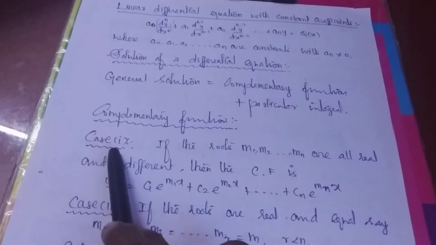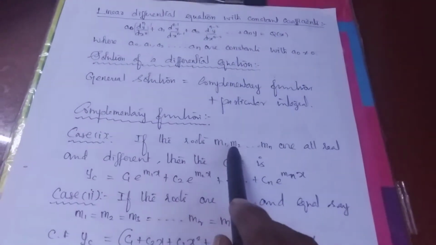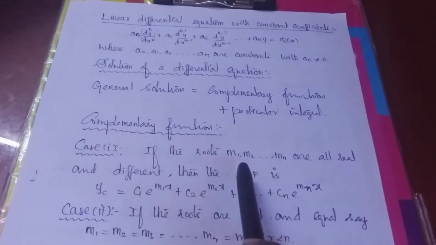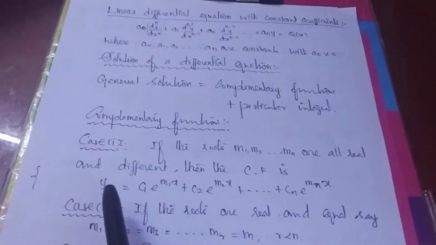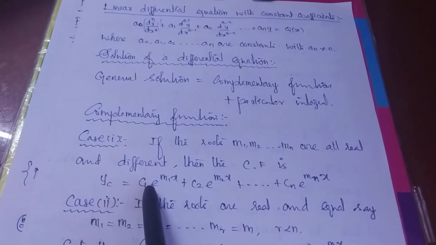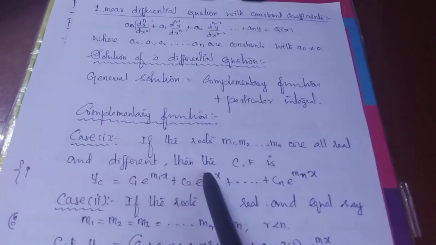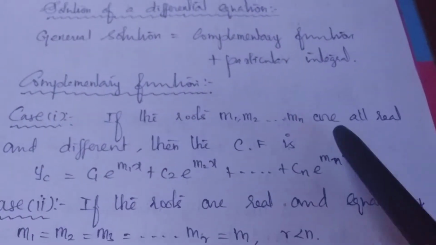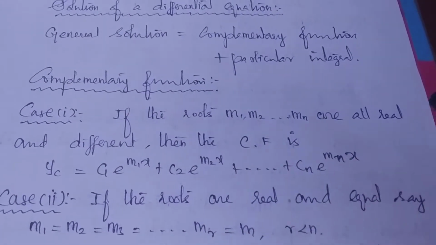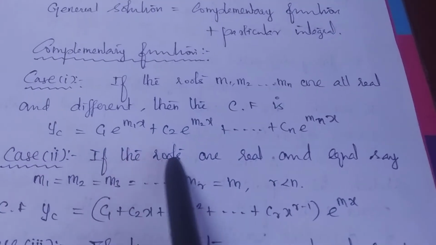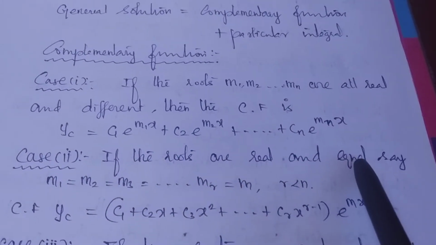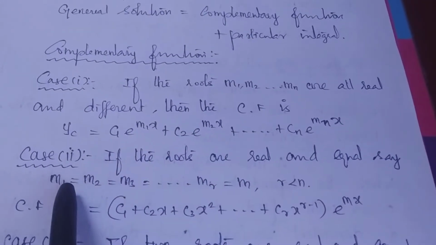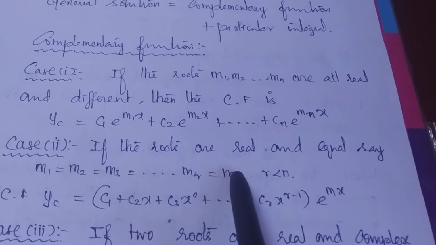Case 1, if the roots m1, m2, mn are all real and different, then the complementary function is c1 e power m1x plus c2 e power m2x plus cn e power mnx. Case 2, if the roots are real and equal, that is m1 equal to m2 equal to m3 equal to m.